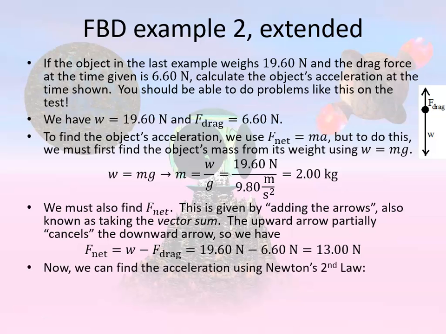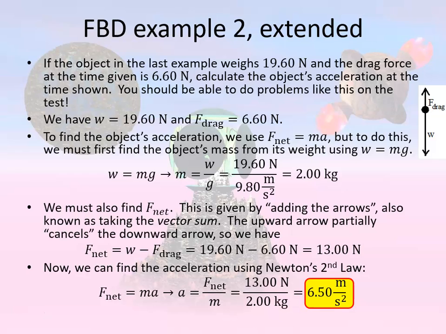What's its acceleration going to be? Well, there's where Newton's second law comes in. F equals ma, so a equals F net over m. So 13 newtons divided by 2 kilograms gives an acceleration of 6.5 meters per square second.